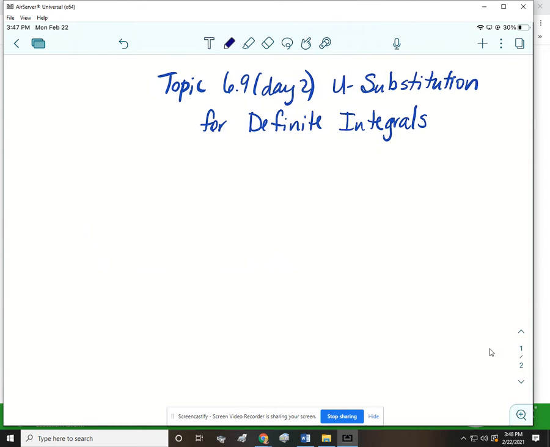All right, and so we're going to do very, very similar to yesterday, except the last step where we would go ahead and change u back to x. We're not going to do that with definite integrals.